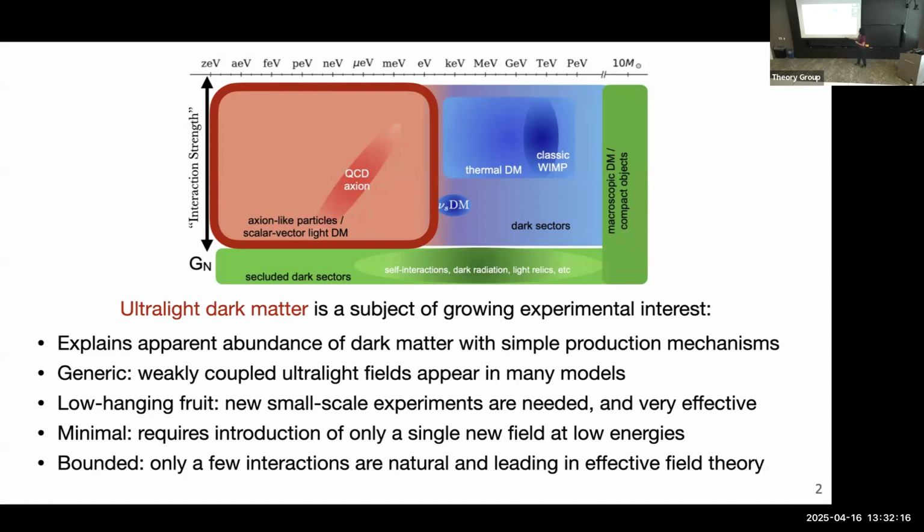The first is that this is low-hanging fruit in the sense that for many families of ultralight dark matter and their interactions, the only way to search for it is by making a new small-scale experiment. But quite often, these experiments can be extremely effective relative to their cost.